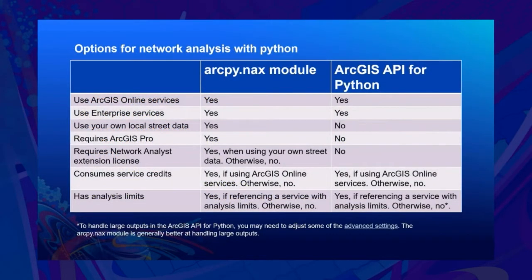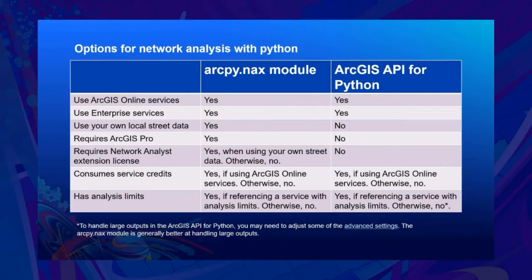You have two main options for doing network analysis with Python. First is the arcpy.nax or nax module in ArcGIS Pro. Second is the ArcGIS API for Python. This table will help you decide which one is more appropriate for your needs. First, you should consider what network you want to use to solve the analysis. If you just want to use the ArcGIS Online Network Analysis services or enterprise services published by your organization, you can use either one. However, if you want to use your own street data on your own machine, you'll need to use arcpy.nax.